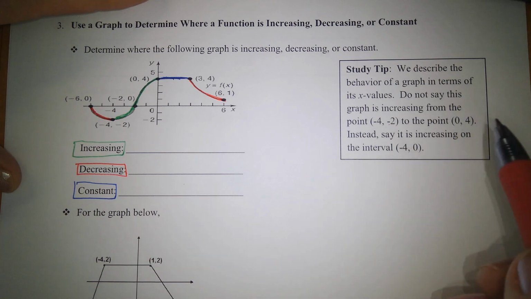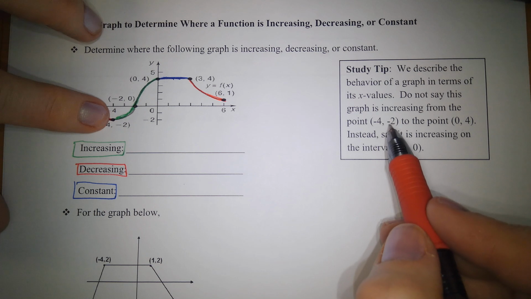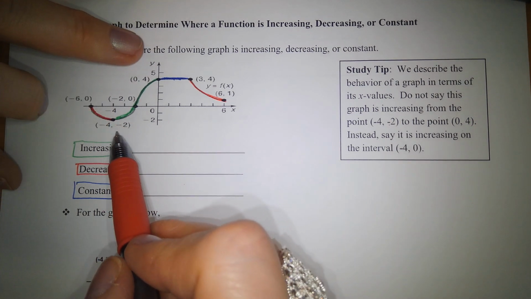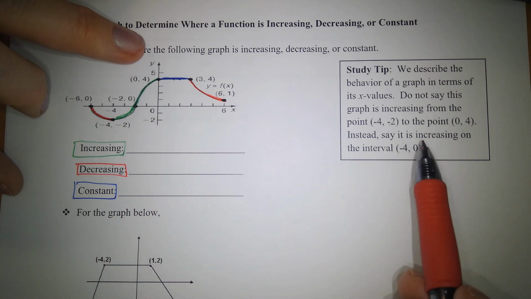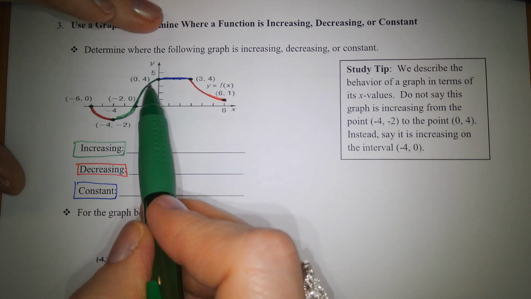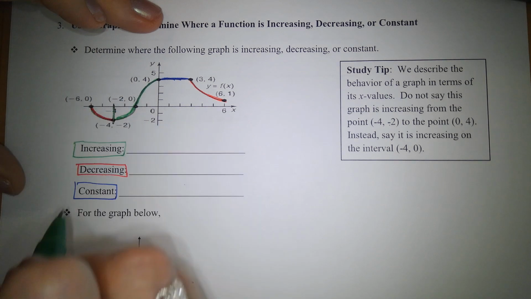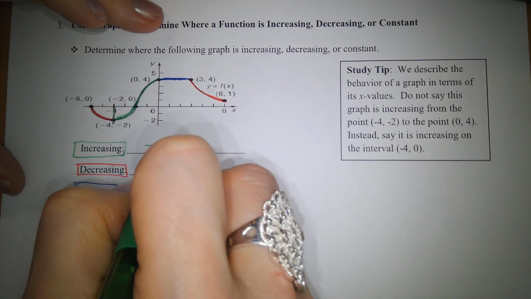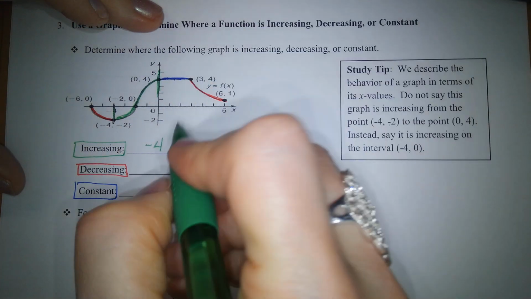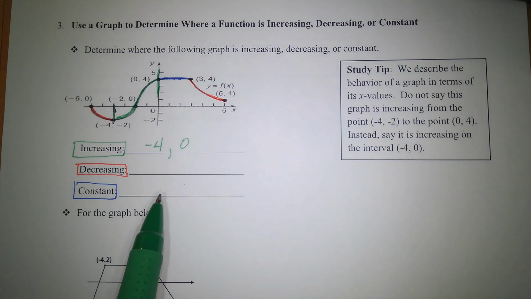So when we describe these, again, we do not say that the graph is increasing from -4, -2 to the point 0, 4. So we don't say it's increasing from this point to this point. We just give the x values of where it is increasing. So you can see that this green area where it is increasing from this x, which is -4, all the way up to this x, which is 0. So it is increasing in between those two x values.